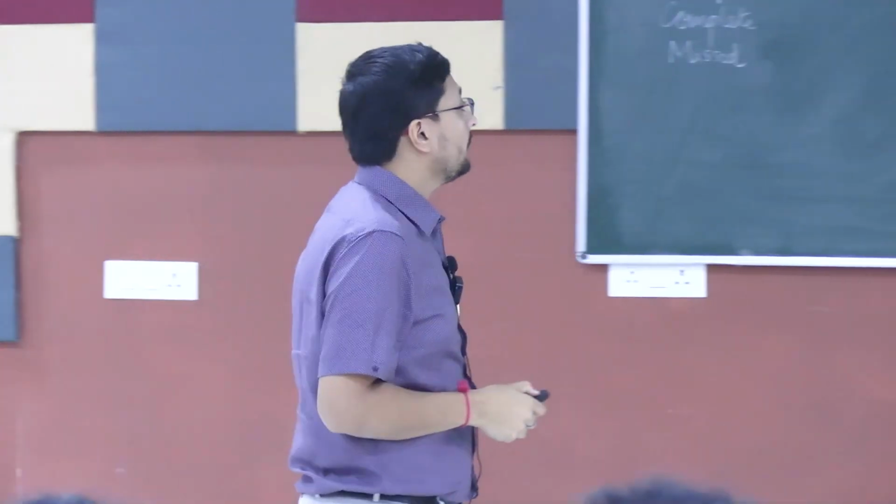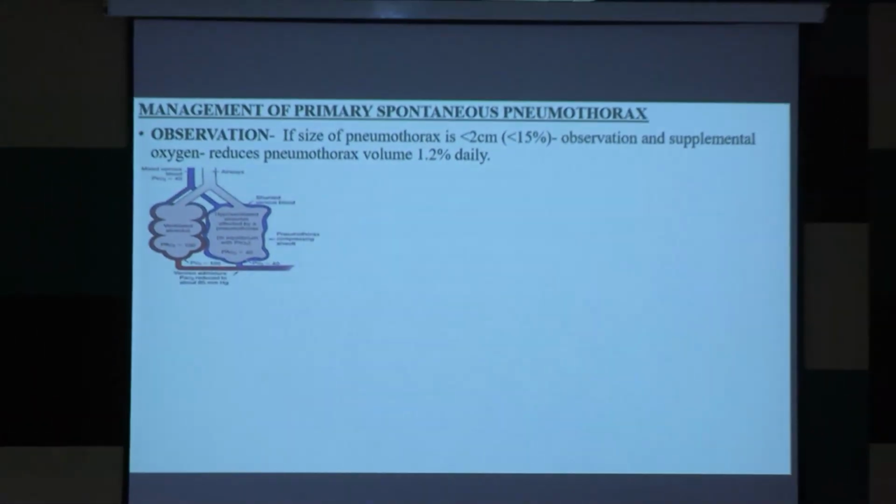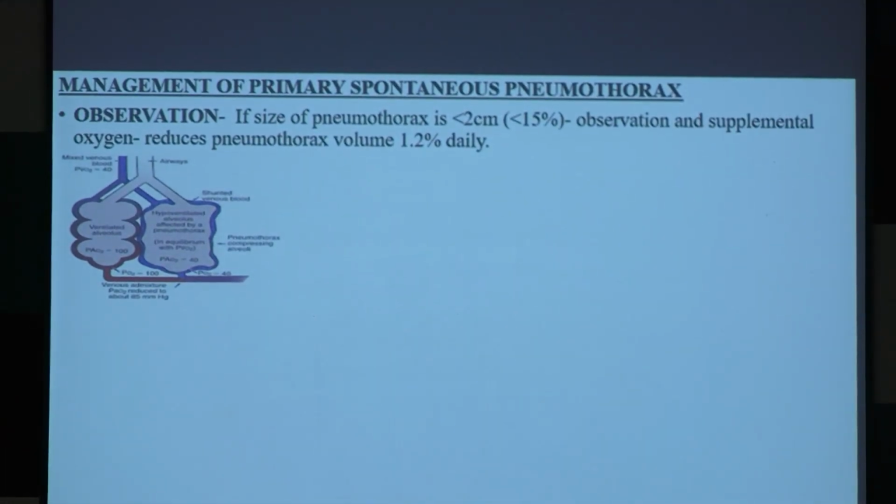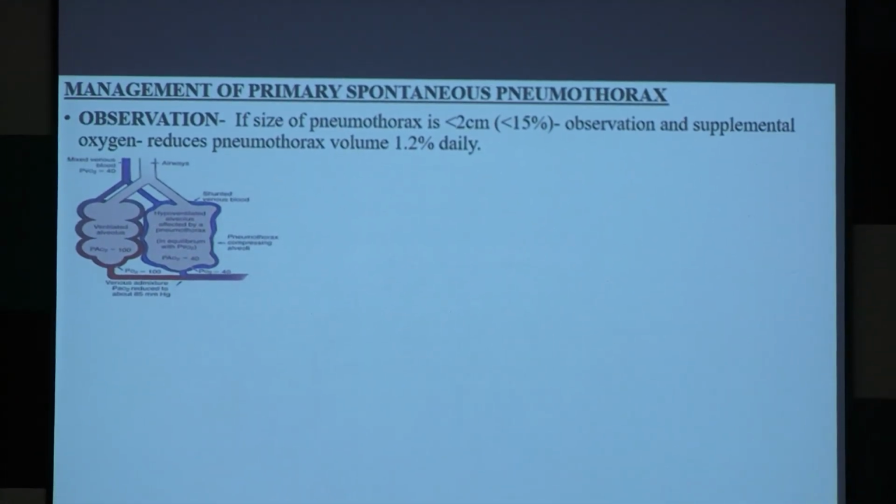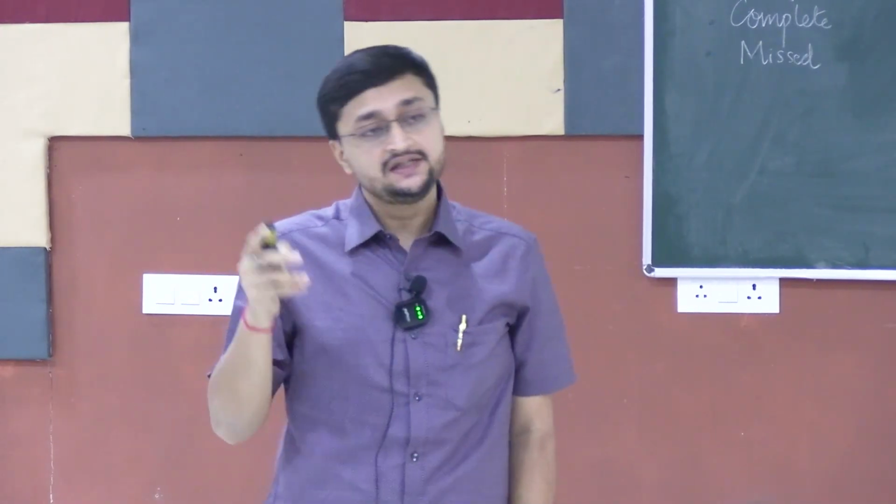So there is a pressure difference. The air moves from the higher to lower gradient, causing absorption of the pneumothorax. In case of small pneumothorax, less than 2 centimeter in size, oxygen reduces the pneumothorax by at least 1.2% daily, right? But you have to observe the patient very carefully. If in between the therapy the patient develops shortness of breath or tachypnea or tachycardia or hypotension, then you must intervene.